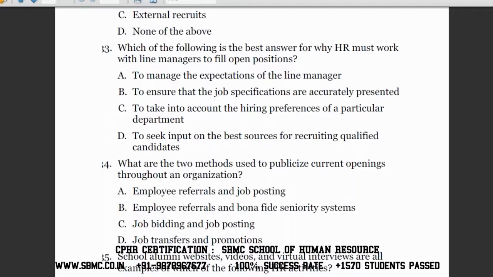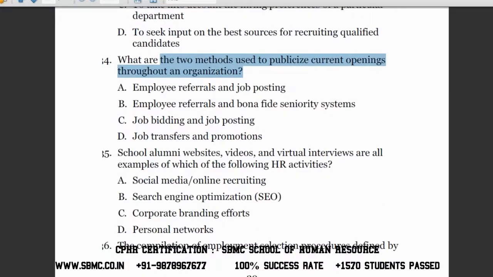A, to manage expectations of the line manager. B, to ensure that the job specifications are accurately presented. I think it's A. Recruiting says A, employee referral, employee reference, job posting.